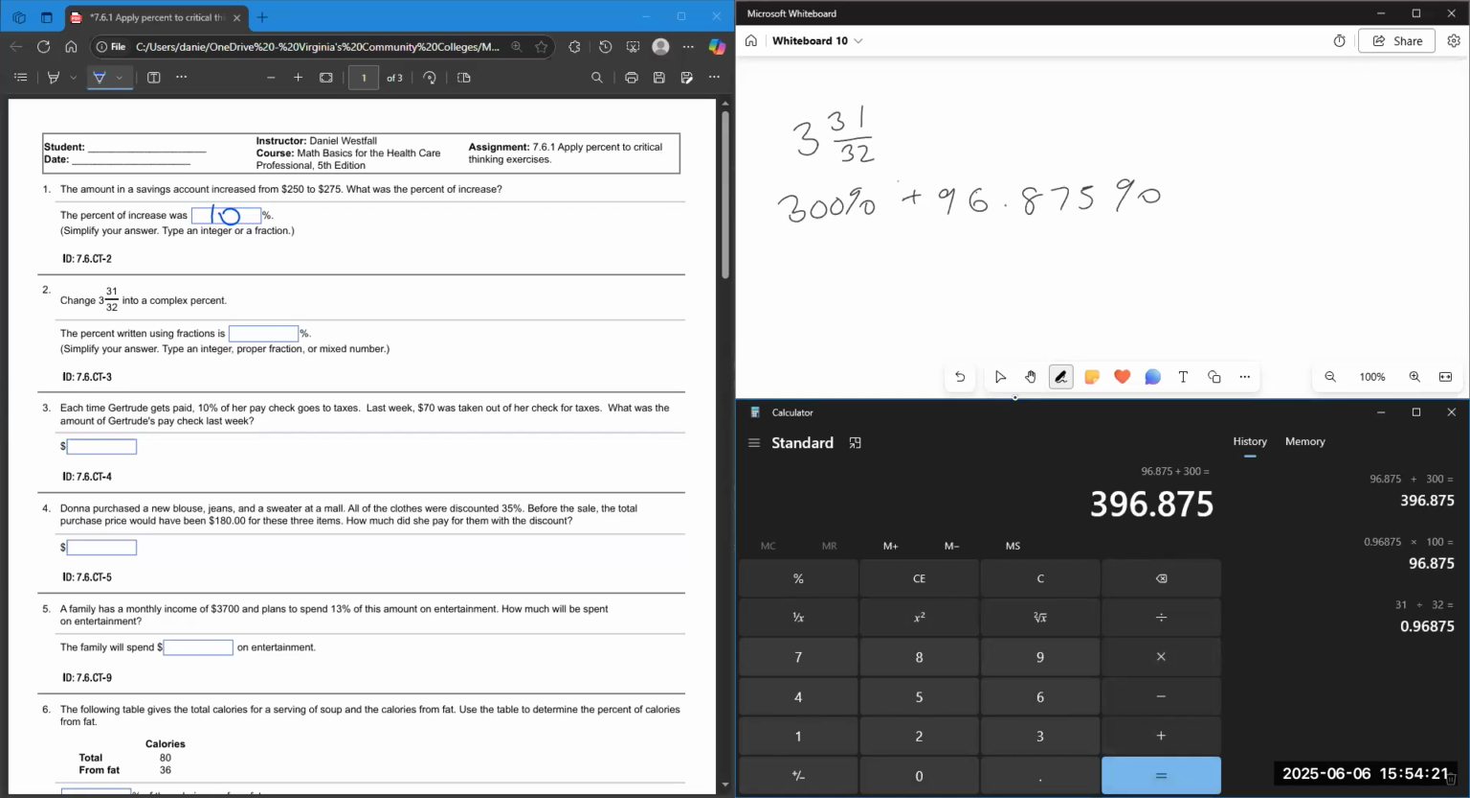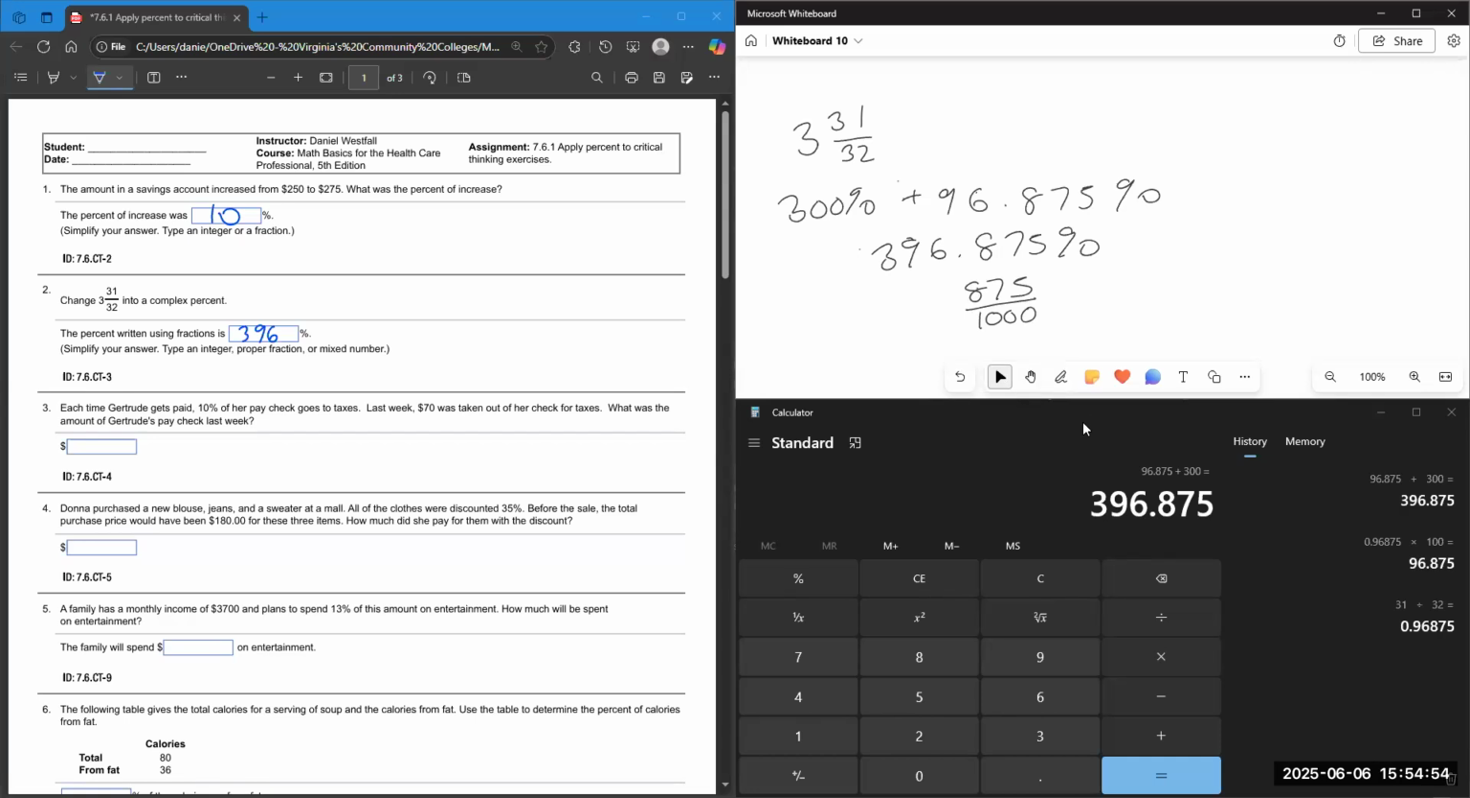So that's going to be 396.875%. And we want that 0.875 part to be written as a fraction. So let's write 875 over 1,000 and simplify.